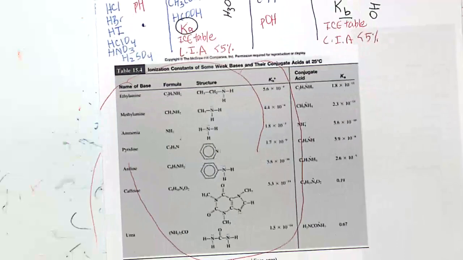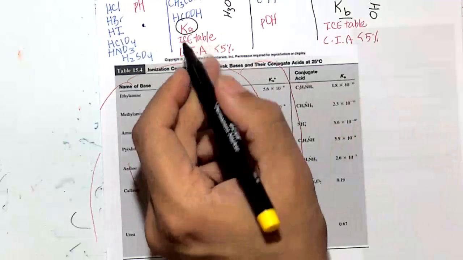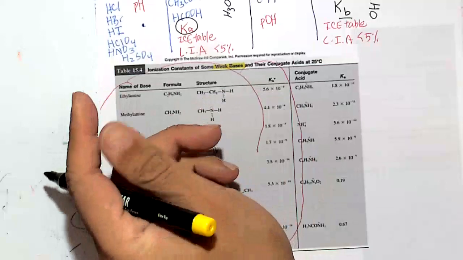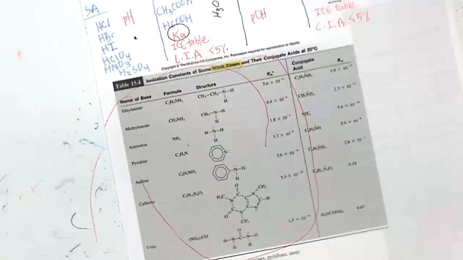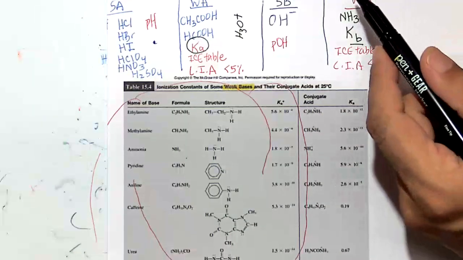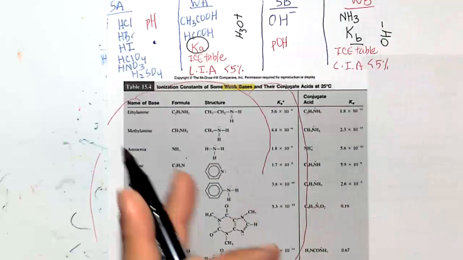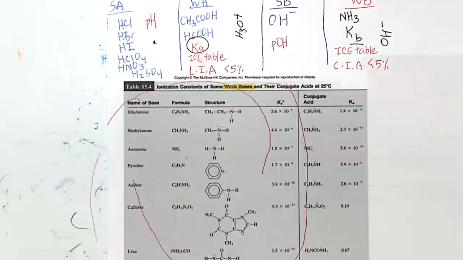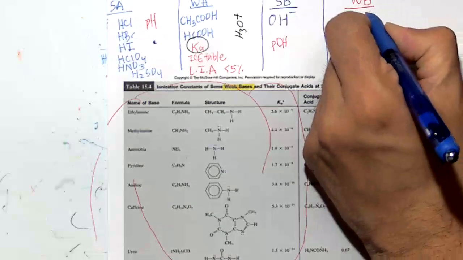Right, so a table of some weak bases. You do not need to know it. Well, you need to know they're a weak base, but you do not need to know any of the structures. How do you know it's a weak base? It's not OH minus. And you're kind of looking for amines. The amines like methylamine, ammonia.